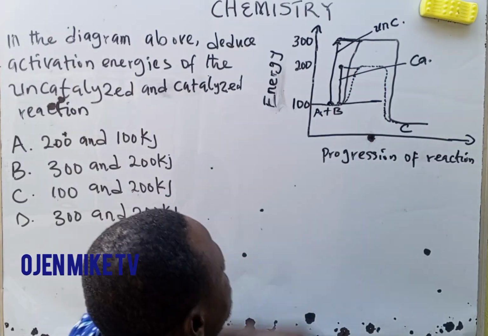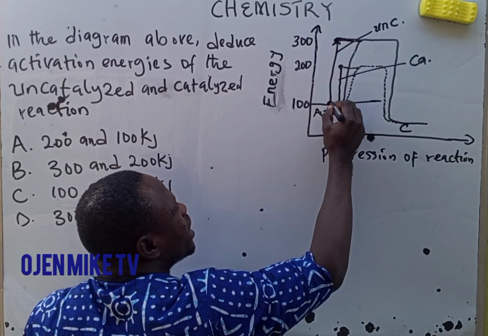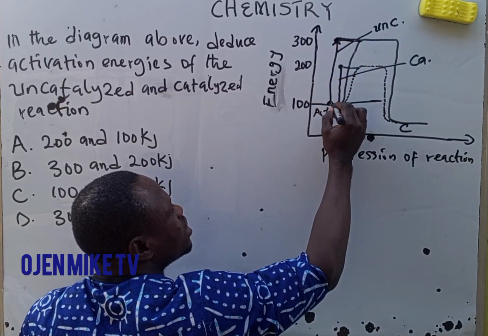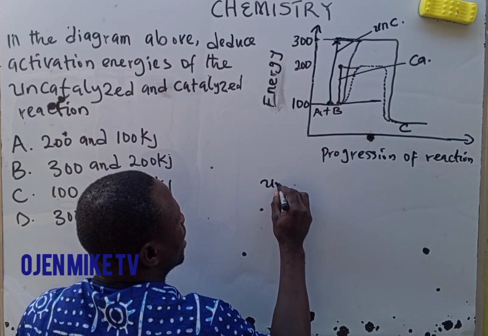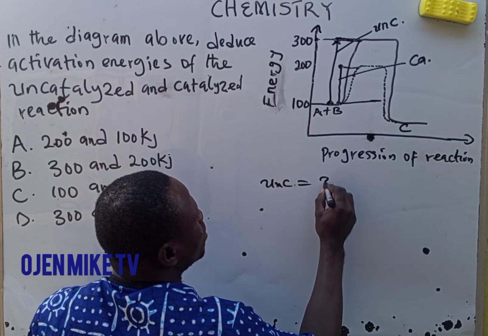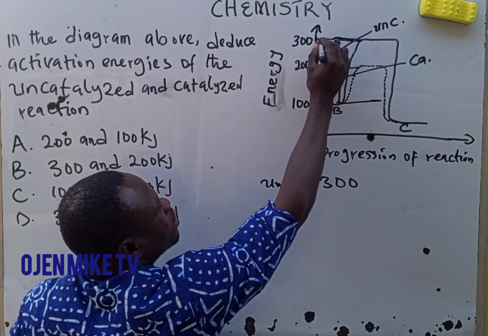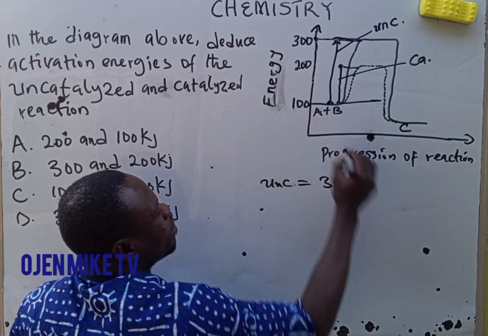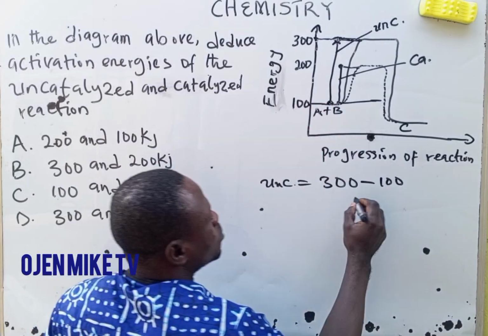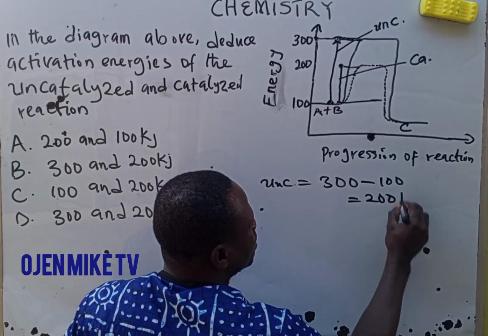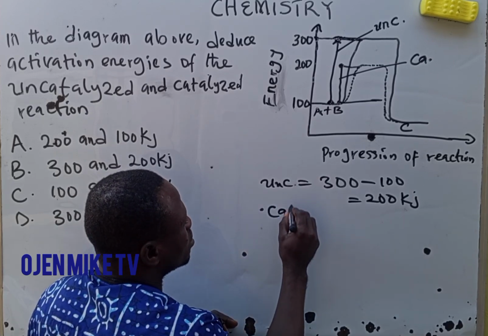Now let's calculate it. In the one of uncatalyzed, I told you that between here to here is the activation energy. So you trace here. So here is what? 300. Uncatalyzed is equal to 300 minus, from here, the point here is 300. Minus what? Minus 100. Where the reaction starts is 100, so equals to what? 200 kJ.